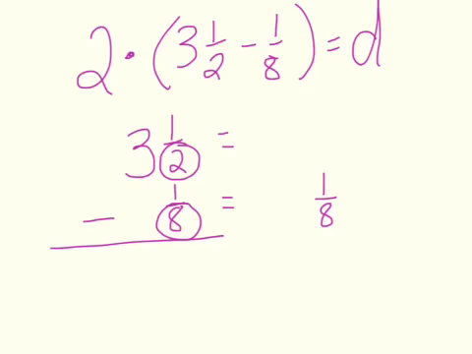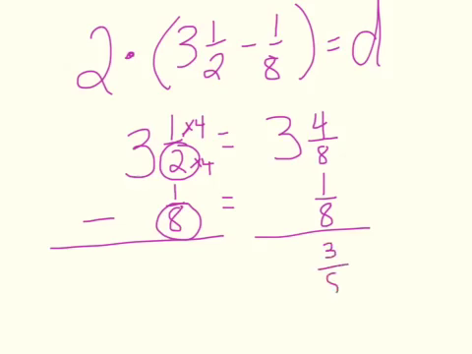That means I'm going to have to think, what times 2 equals 8? Well, that'd be 4. So I'll do the same to the top. 1 times 4 is 4, and I'll keep my whole number. Now I can subtract 4 minus 1. Keep the denominator the same, and 3 minus 0. So I have 3 3/8.